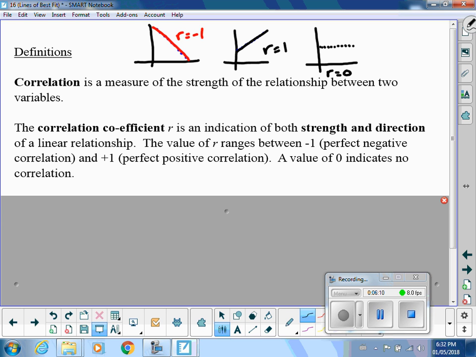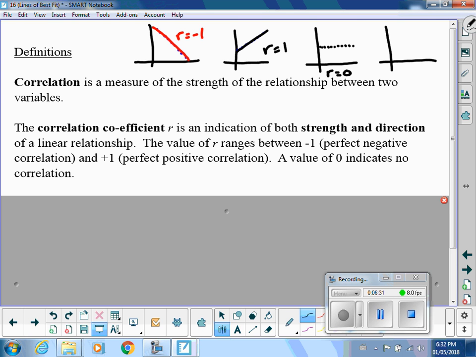The reason that's 0 is because if we went back to that previous example of sleep, that would be saying that it doesn't matter how many hours of sleep you get. That was my x-axis. It has no effect on grade. Every single person got the exact same grade, no matter what amount of sleep they got. So there would be no correlation. It has no effect.